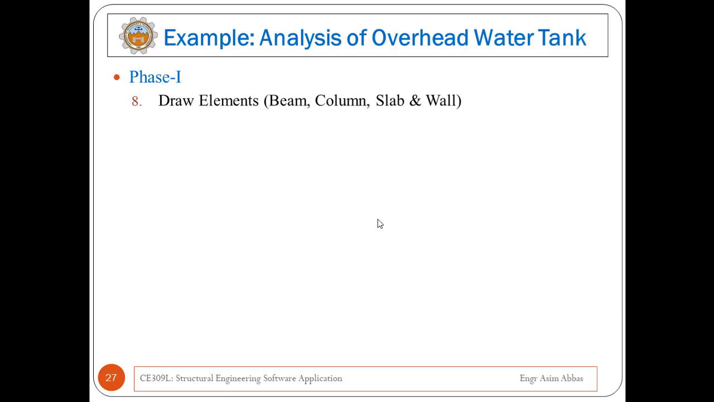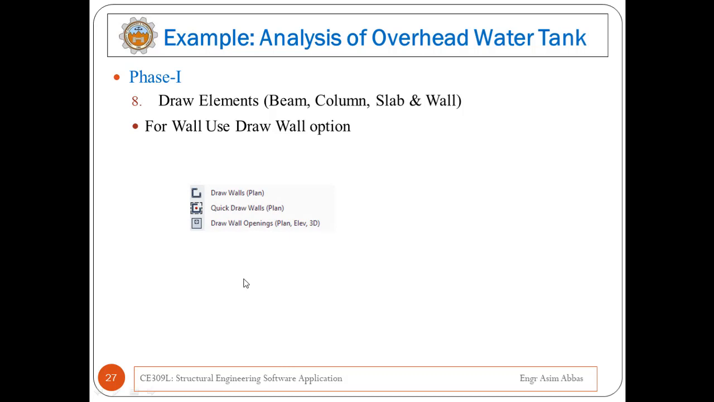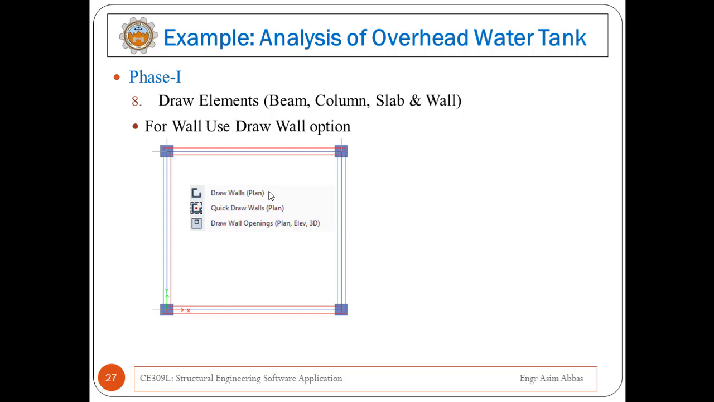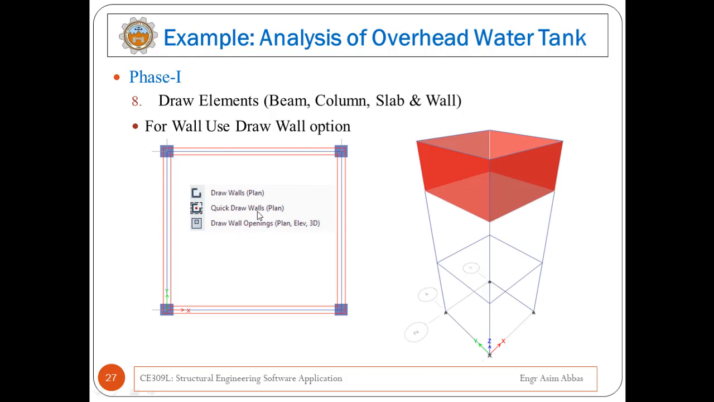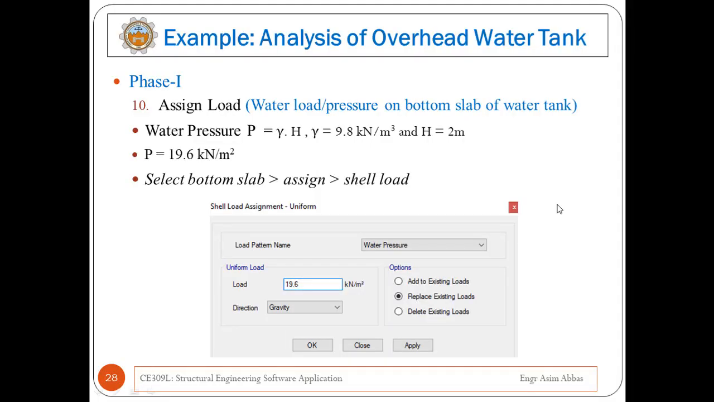Then draw different elements: beam, column, slab and wall. Okay, for the wall we will use the draw wall option, right? And we will draw the wall in the plane, so it will give you the result in elevation. Okay, once your model is drawn, it will be shown like this. Then mesh area elements. Now assign loads.